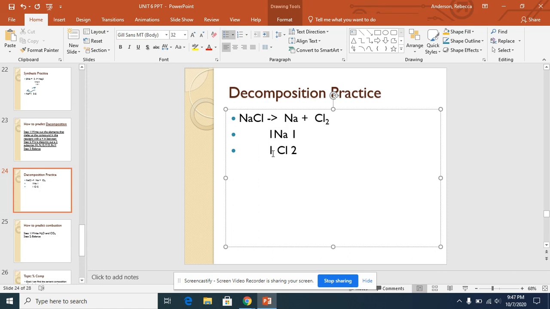Here we have 2. So that means we need to put a 2 in front of here to make Cl equal 2, which means that will also change Na. So now we have 2 Na. Well, now Na is not balanced. So let's look over on this side. What can I put in front of Na? What times 1 will equal 2? And that is 2. So now it is balanced.